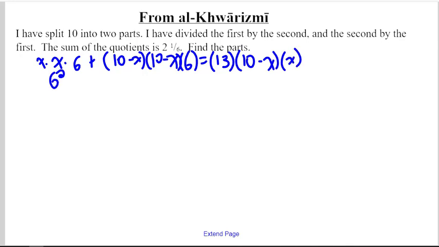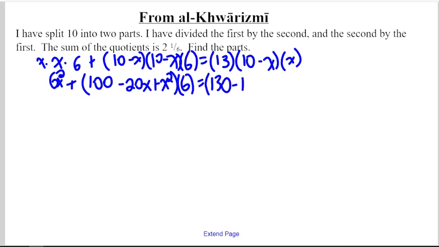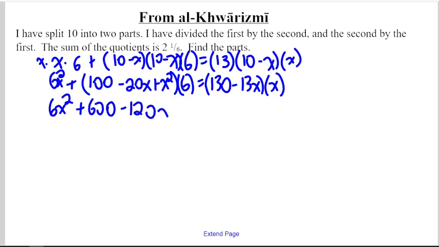So this is 6x squared plus, and when I multiply the two binomials, this quantity becomes 100 minus 20x plus x squared, times 6. And this other quantity will become 130 minus 13x times x. And then this will become 6x squared plus 600 minus 120x plus 6x squared equals 130x minus 13x squared.